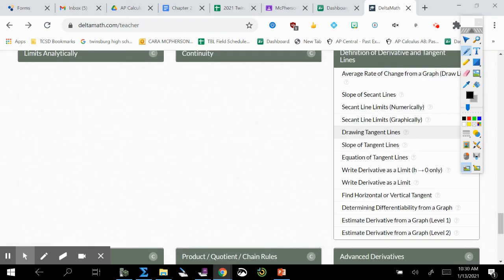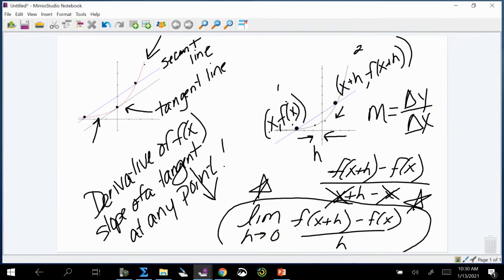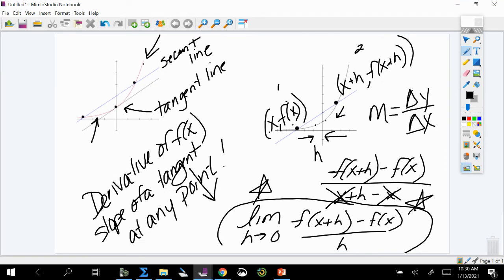We're obviously going to do some practice problems with this, but I want to make sure you're coming in feeling very comfortable about how we even get this formula, this limit as h goes to 0. That's the distance between the two points, of f of x plus h minus f of x all over h.